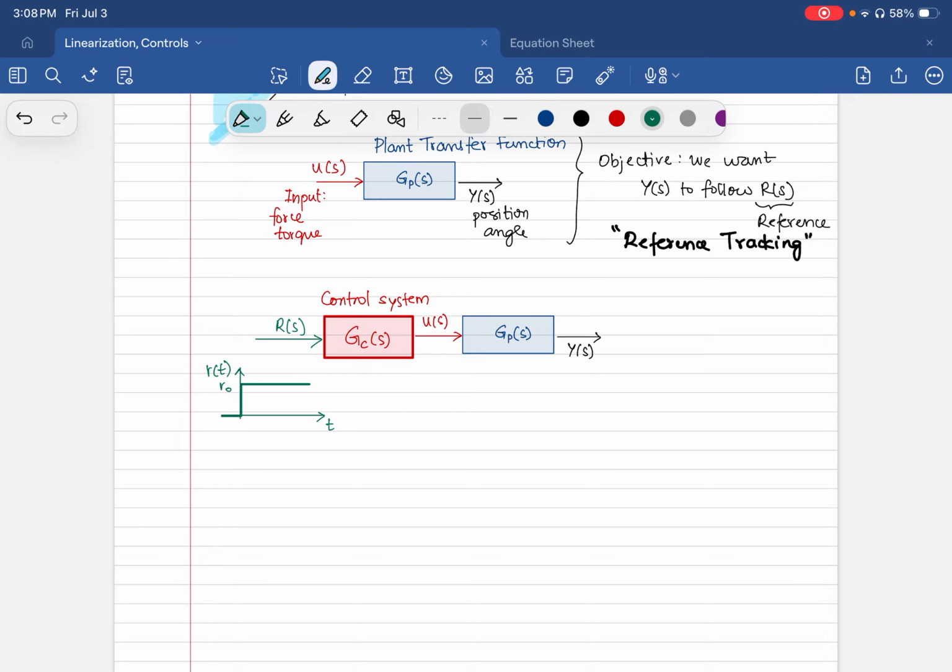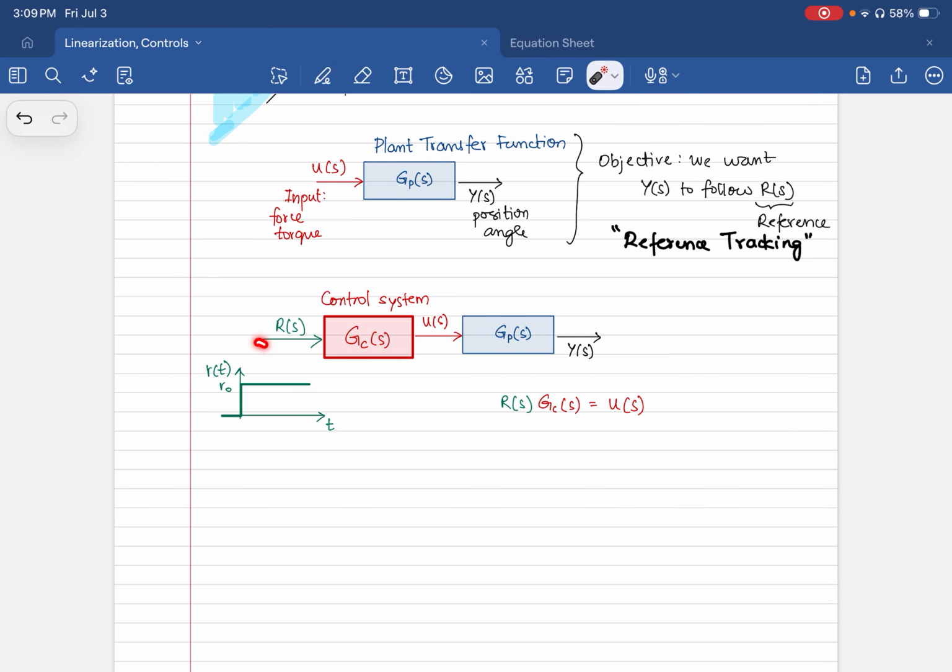Let's now look at some of the aspects of just this layout. From simply the aspect that these are transfer functions, you essentially have that R of s times Gc of s is equal to U of s. You multiply this with the transfer function, you get this as the output.